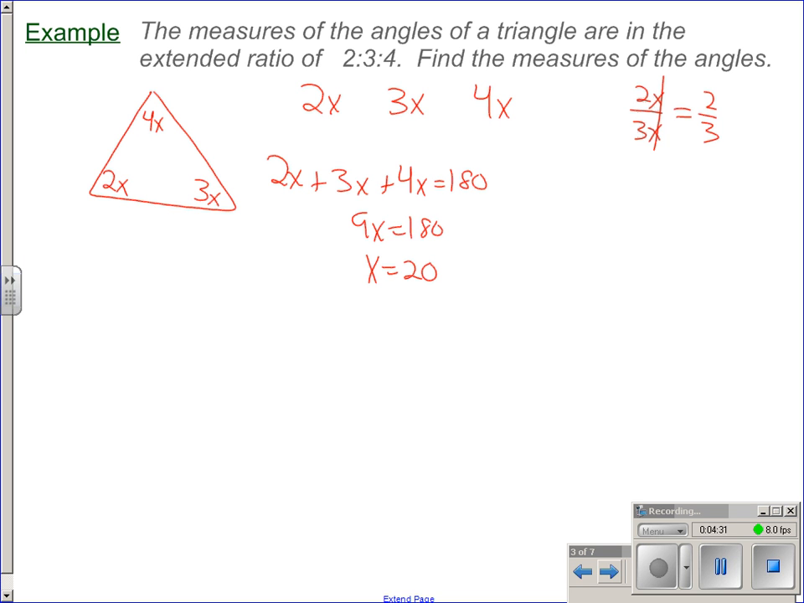So one angle is 2 times 20, so we got 40 degrees. One angle is 3 times 20, so that's 60 degrees. And the last one is 4 times 20, so that's 80 degrees, and 40 plus 60 plus 80 is 180. So that works well, but that's the idea here. This is the key part. You have that common factor between all those numbers, and so when you simplify that ratio, that common factor cancels out, giving you the ratio 2 to 3 to 4. Okay?